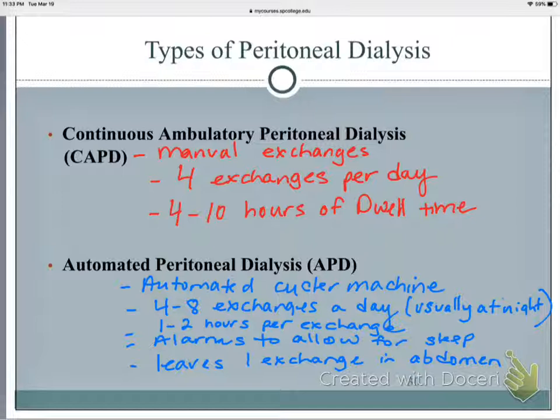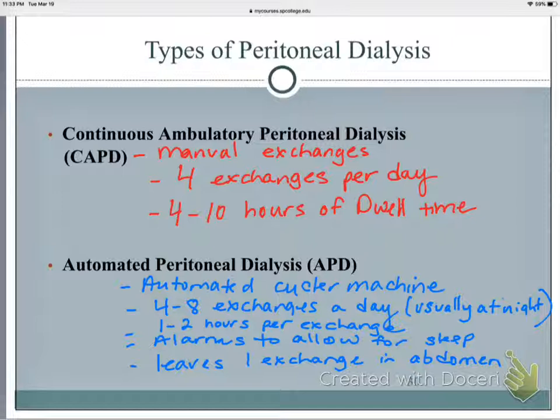So the cycler times the fill, dwell, and drain phases. It's kind of automated. There are alarms built into the machine, just in case. But it's all automated, all the different cycles and phases. So the patient can just disconnect themselves in the morning and leave the fluid in the abdomen during the day. Sometimes they need to add daytime exchanges if they need more.